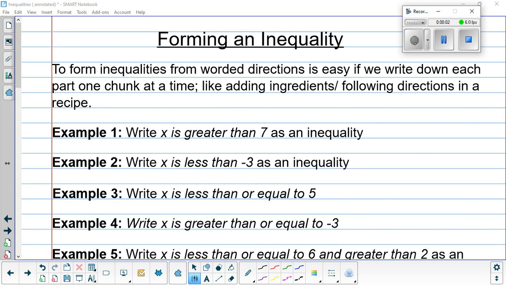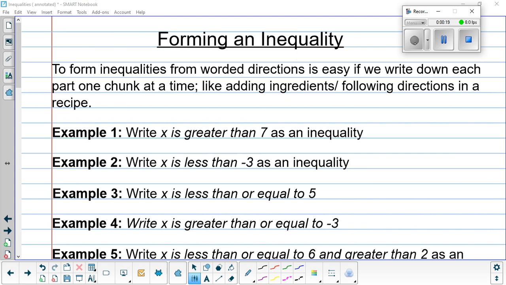Hi guys, Mr. Kennedy here, and today we're going to talk about forming an inequality. So what are we really doing? Well, if we're given some words, can we write the mathematical expression that's required for the inequality? So, it's just like directions.